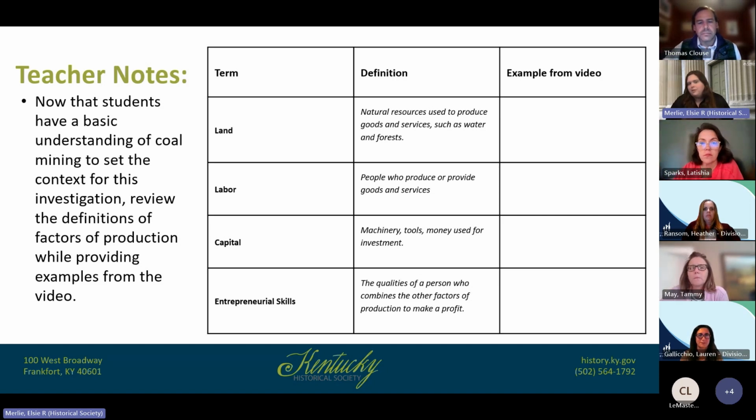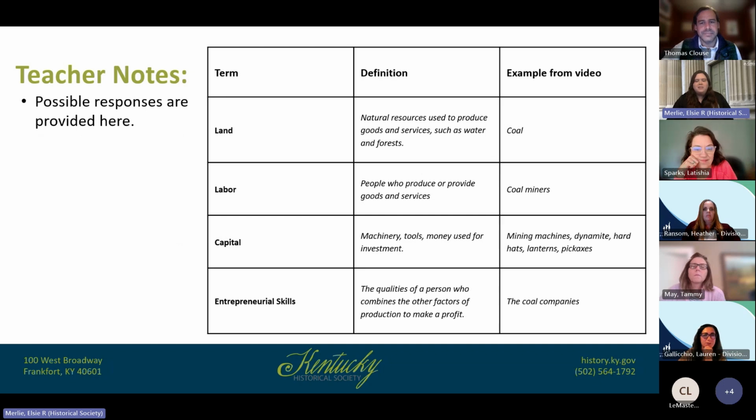How about for capital? Anything for capital? I saw the carts coming out of the coal mines. I saw the dynamite and the tools used to actually put the dynamite in the walls when they were talking about the conditions not being safe. Those were just two I saw. Yeah, no, great observations. So here are some possible answers that your students may have, and many of these you guys also shared. So kudos to you.